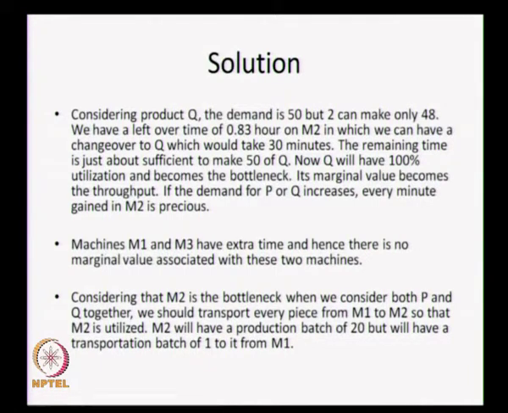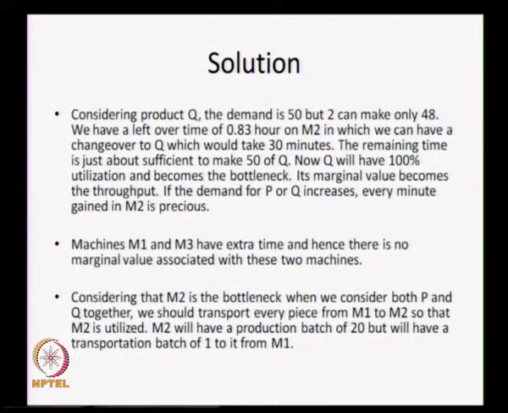Which is what is shown in this bullet. The demand is 50, but it can make only 48. We have a leftover time of 0.83 hour on M2, which we can use for a changeover which will take 30 minutes. So, Q will have 100% utilization and M2 becomes the bottleneck. So, its marginal value becomes the throughput, and as demand increases, every minute gained in M2 is precious. Machines M1 and M3 have extra time and there is no marginal value associated with them.